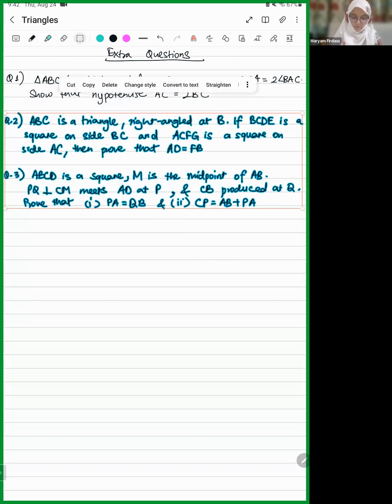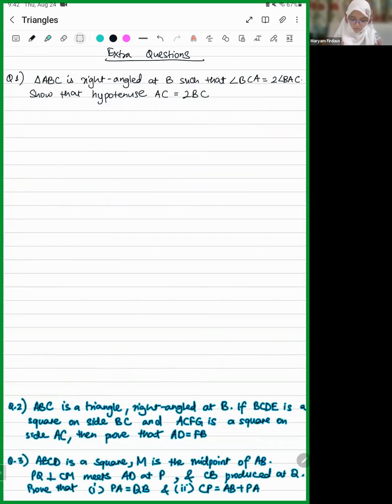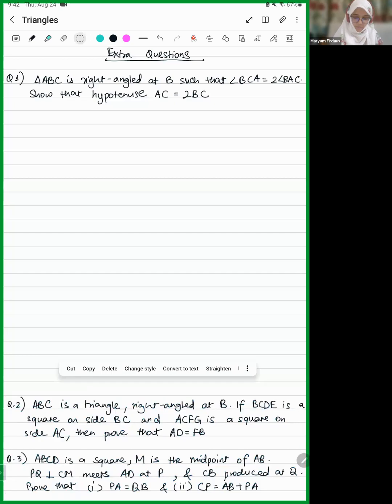Now let's solve these questions one by one. So in the first question, what do we have? There is a right angled triangle ABC. Okay. Read the question. There is a right angled triangle.